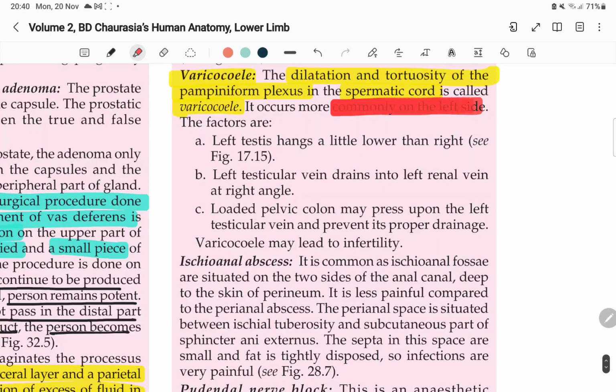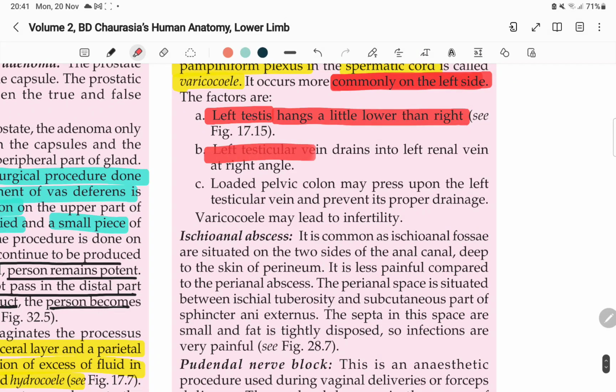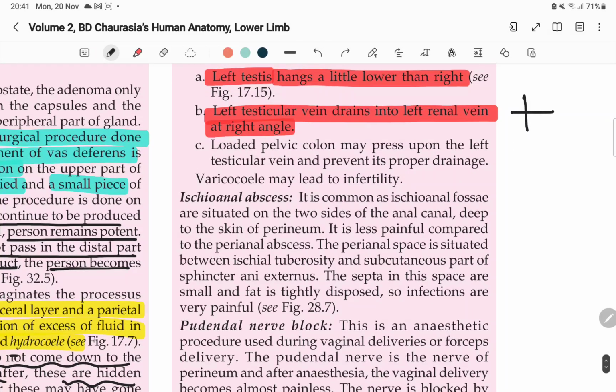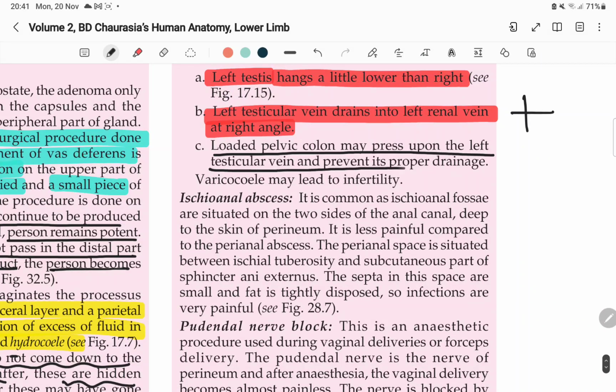Why does varicocele occur more commonly on the left side? It can be asked because the left testis hangs a little lower than the right. The left testicular vein drains into the left renal vein at a right angle, and a loaded pelvic colon may press upon the left testicular vein and prevent its proper drainage. Varicocele may lead to infertility.